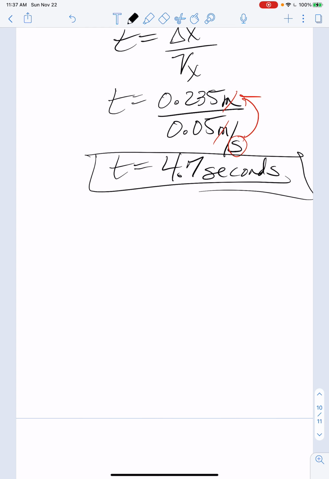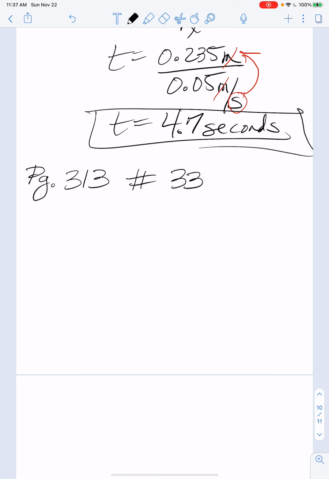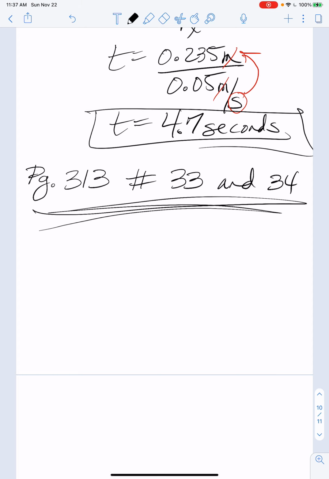So for these, I'm going to go back to chapter 10. This is going to be page 313. We'll do numbers 33 and 34. I don't know how I'm doing on time. I'm probably going too long, but that's okay, it's worth it. 33 says, a 10 kilogram runaway grocery cart.